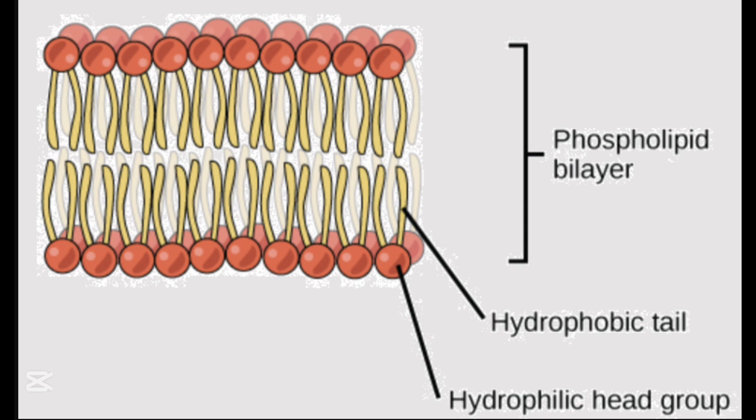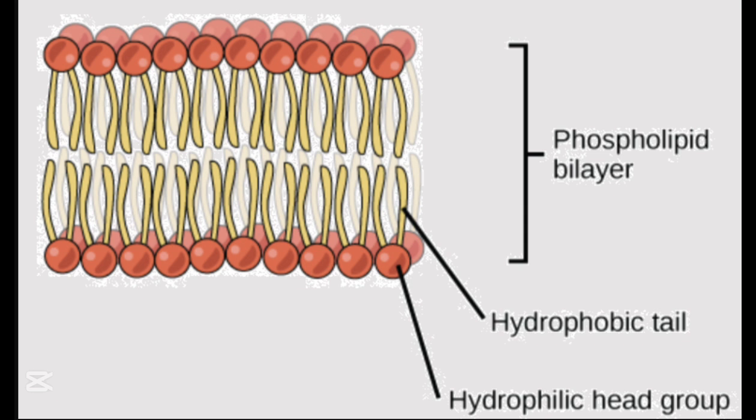So it's like a sandwich with the water-loving bread on the outside and the water-fearing filling on the inside. Perfect analogy. And this bilayer structure is what makes cell membranes selectively permeable, meaning some things can pass through easily while others can't. It's like a gatekeeper controlling what goes in and out of the cell.